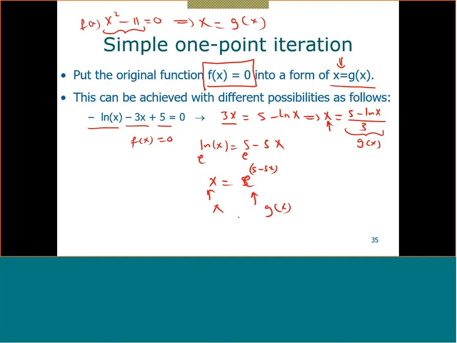So there are different ways. As a matter of fact, there are an endless number of ways. And later on, we'll see which one to use. Should I use this or this? Or it doesn't matter, maybe all of them are good.